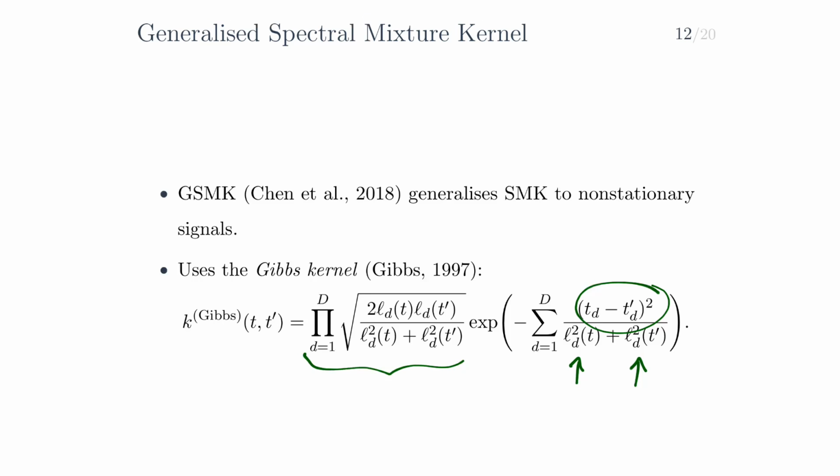The prefactor is there to ensure positive definiteness, but engineered in a way such that the variance of the Gibbs kernel is 1. That is, if we plug in t prime equals t, then we see that in the prefactor we have 2l squared over l squared plus l squared, which is 2l squared over 2l squared, so we get 1. Before we move to the generalized spectral mixture kernel, let us first detail a little bit how this Gibbs kernel thing comes to be.